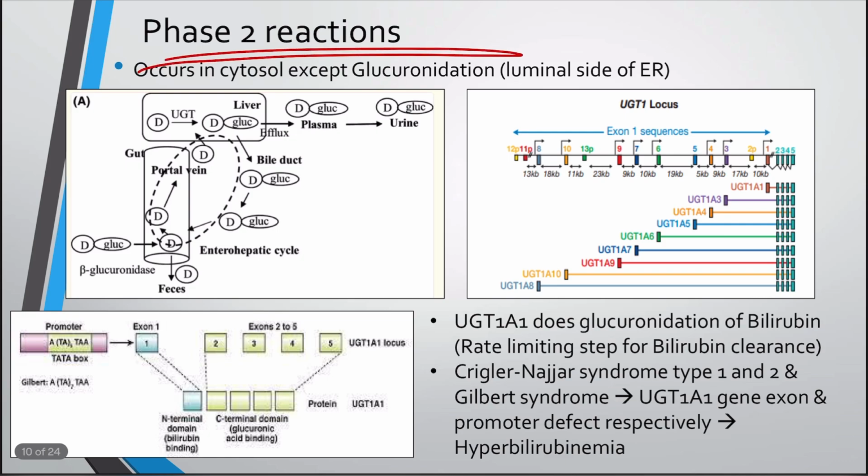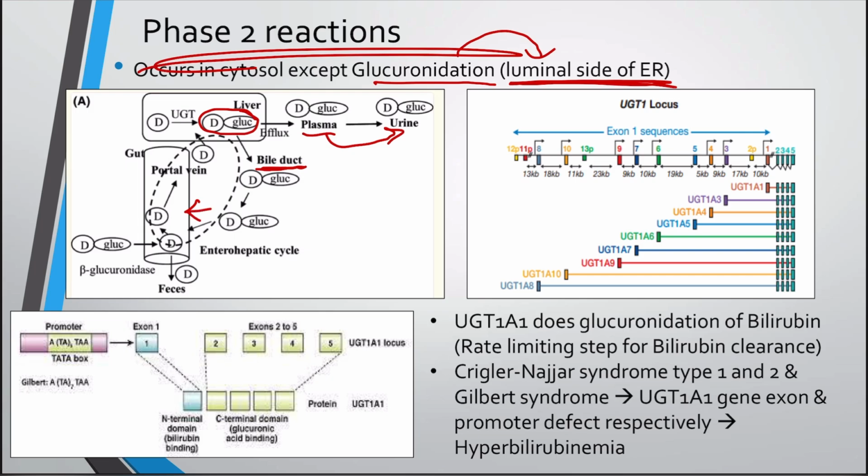Now coming to the phase 2 reactions. Phase 2 reactions occur mainly in the cytosol, with the exception of glucuronidation, which I have already mentioned, occurring on the luminal side of the endoplasmic reticulum. UGT, the enzyme responsible for glucuronidation, is present in highest concentration in the gastrointestinal tract and in liver. It causes the formation of the glucuronide conjugate of the drug in the liver, which can be released into the plasma and excreted via urine, or else enter the bile duct and be excreted with the bile, reaching the intestine.